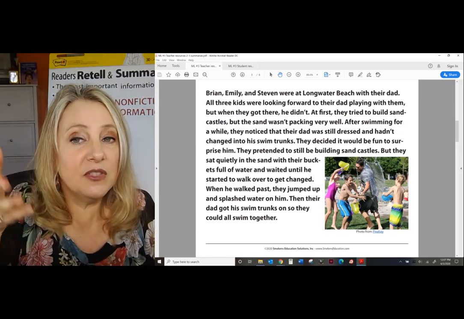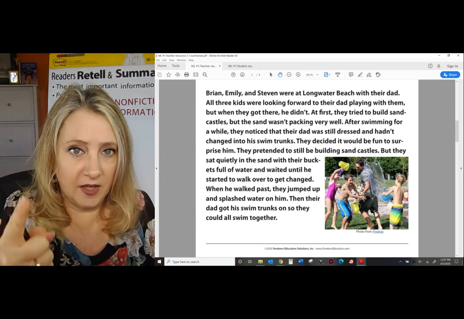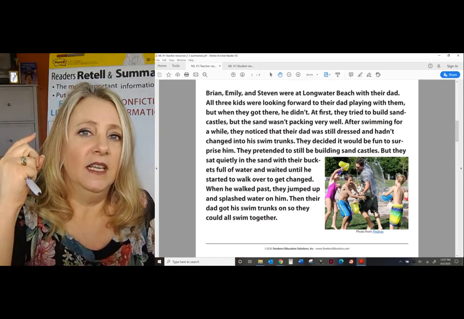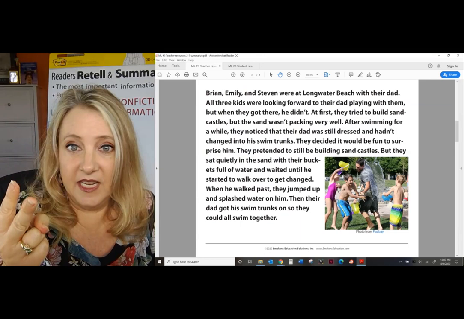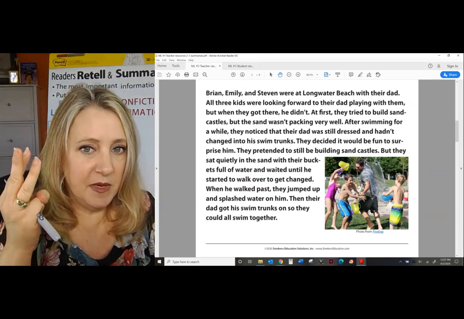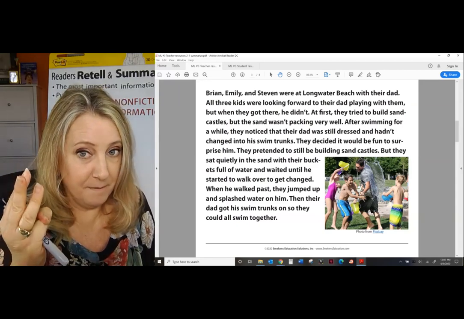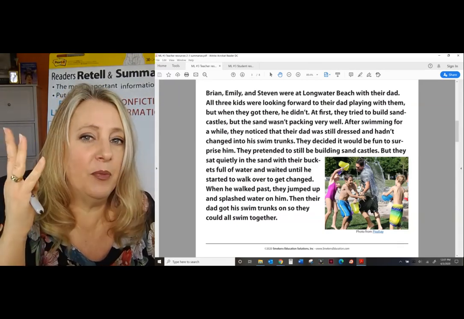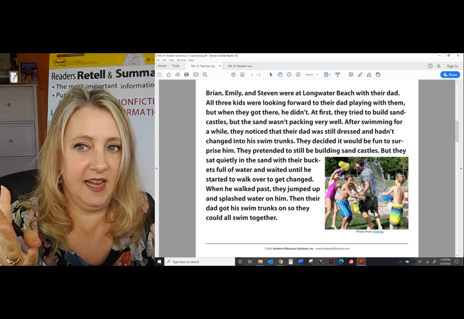Okay, so there's a lot that they did, right? They tried to build sandcastles, but it wasn't packing very well. Then they noticed that he hadn't put his swim trunks on, okay? They decided it would be fun to surprise him. Okay, so they pretended to be building sandcastles.